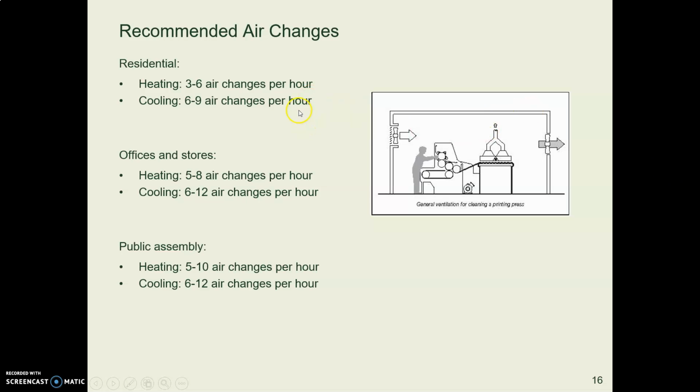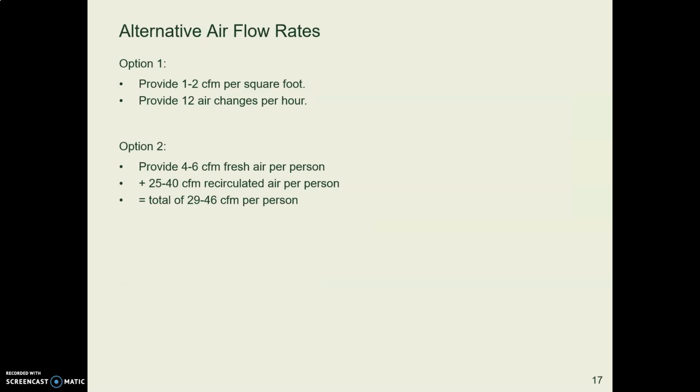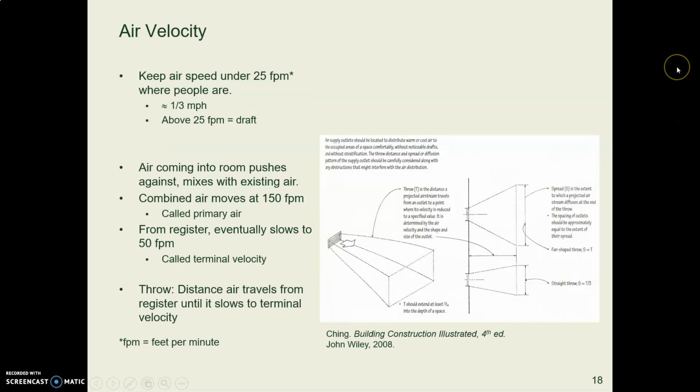So ASHRAE specifies how many air changes per hour are recommended based on the occupancy. They also offer flow rates in cubic feet per minute. So a cubic foot is 1 foot by 1 foot by 1 foot. How many of those do you want flowing through your space?